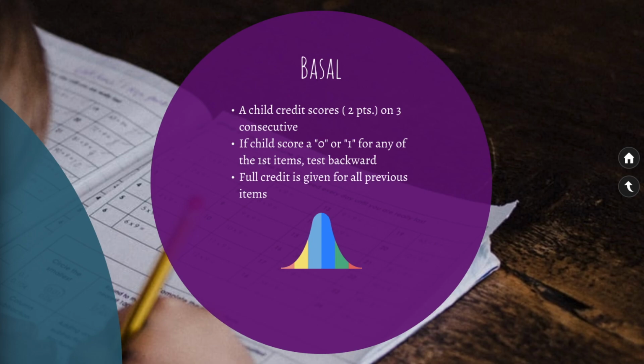What is basal? The basal is established when the child receives a score of 2 on 3 items in a row. If the child receives a 0 or a 1 for any of the first 3 items administered, the examiner should then test backward until the child scores a 2 on 3 items in a row. All questions below the basal, meaning the questions that come before the 3 2s on the form, are each scored as 2, even if the child would have scored a 0 or a 1 if the item was administered.